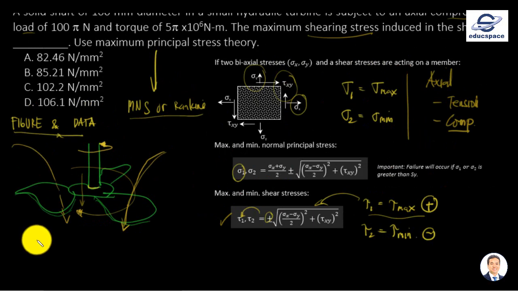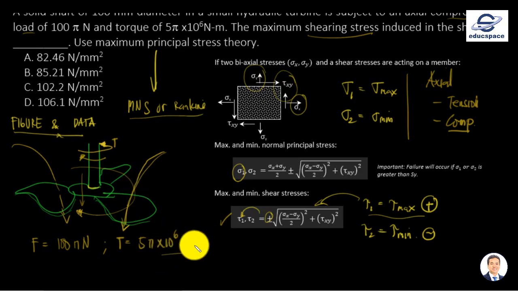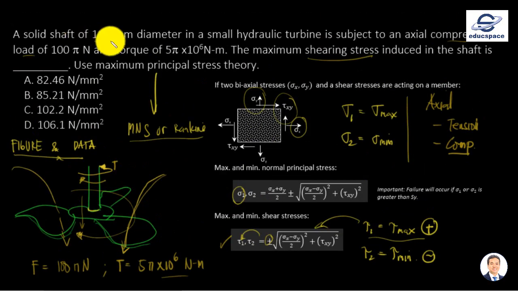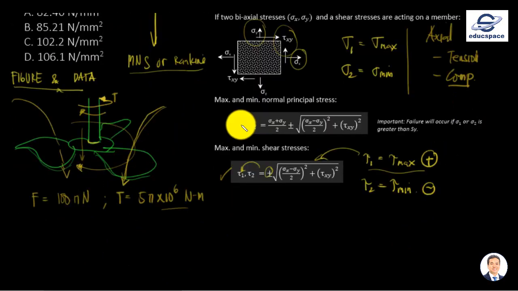Alright, so first of all, we have an axial load of 100 pi newton, and then we have a torque. That is the torque here, torsion stress, 5 pi times 10 to the 6 newton meter. This is what we usually use in torsional analysis in actual practice. In order to get the maximum shearing stress, we have to calculate first our shearing stress due to this torque, and then our compressive stress. By the way, the diameter of the shaft, the one that rotates, this is our shaft. This one, the diameter is 100 mm.